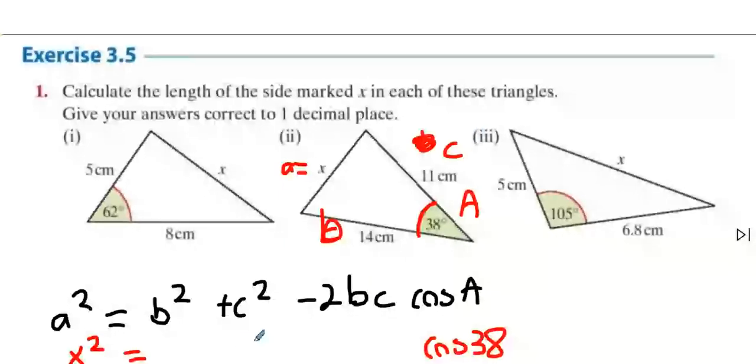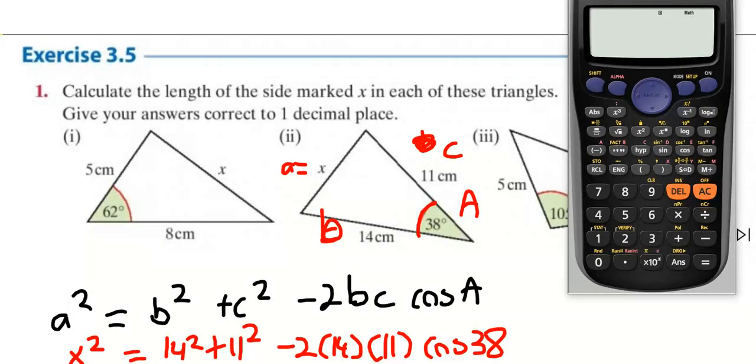Fill in your equation. So you go for 14, what's it say? 14 squared plus 11 squared minus 2 times 14 times 11 cos 38. You're going to enter all of that into your calculator in one go. Everybody cool? So you're going to go for 14 squared plus 11 squared minus 2 times 14 times 11 cos 38. And the answer is 74.29.